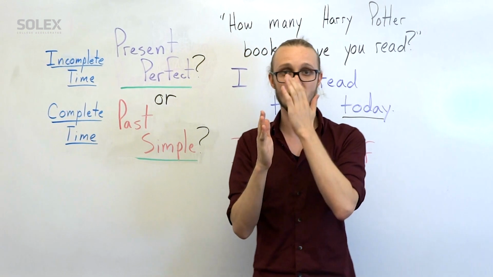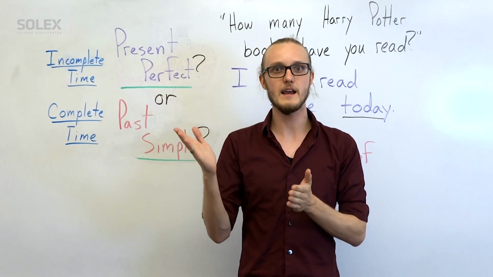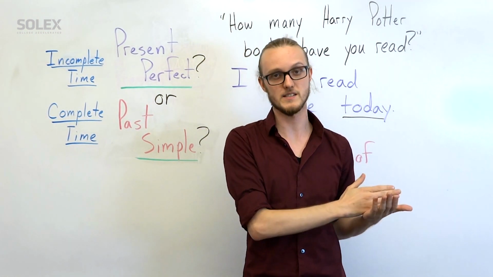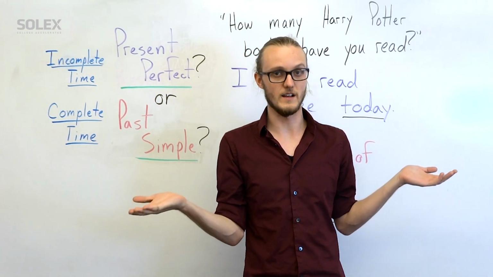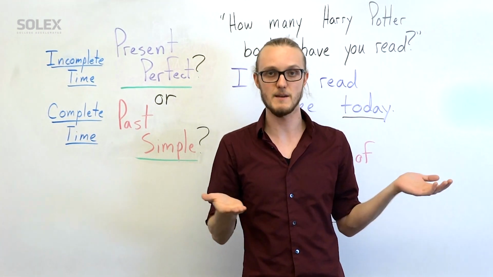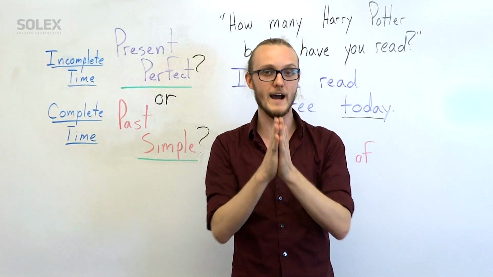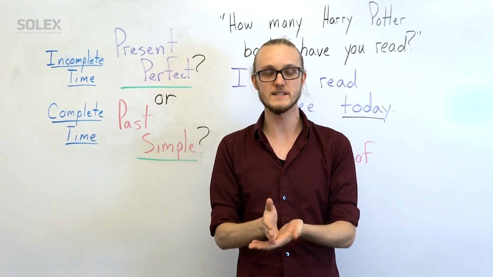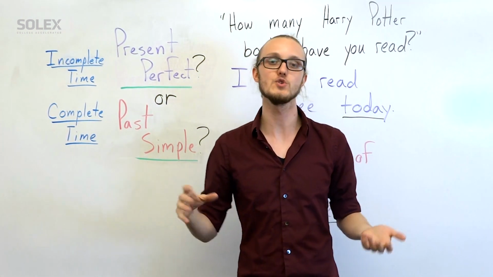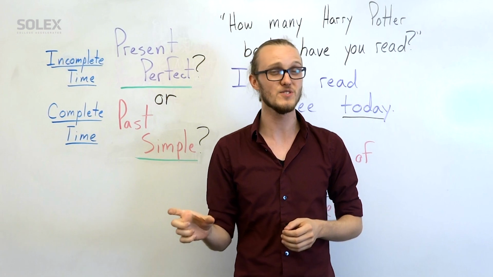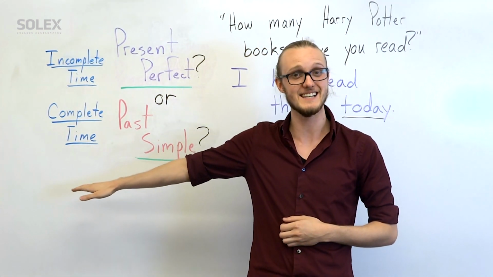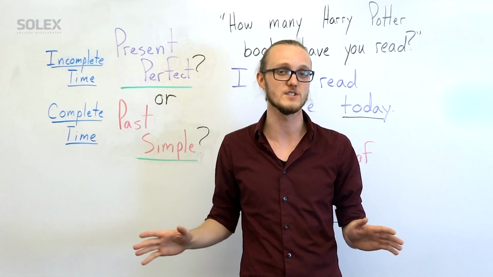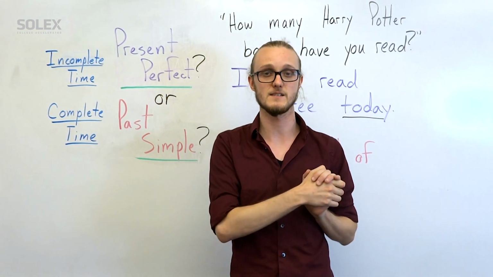For example, I can say, I have been to Moscow. That's all I need to say. There's no time, so it's incomplete. Or I can say, I went to Moscow in 2012. Now, 2012 is a complete time. It is over. It is finished. So I use the past simple.